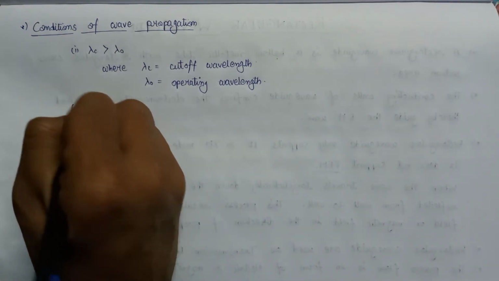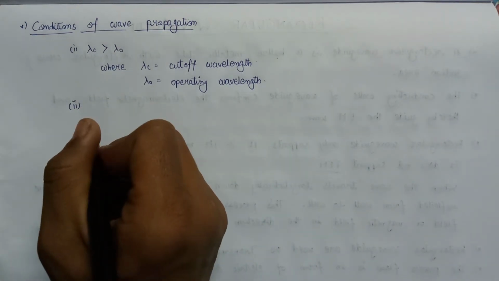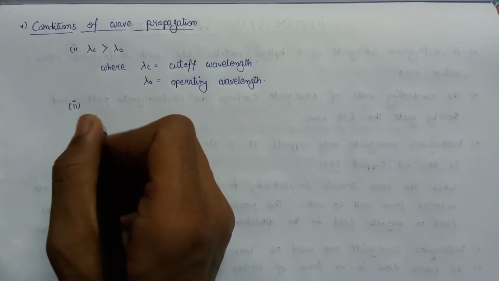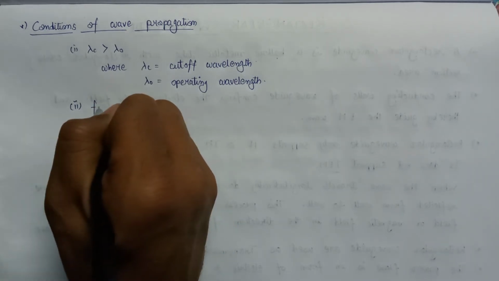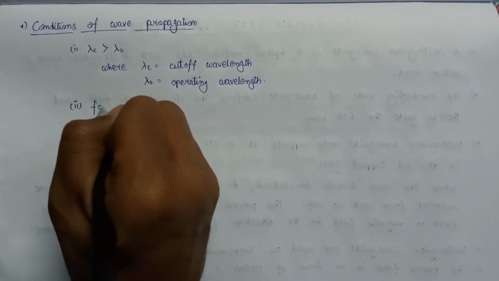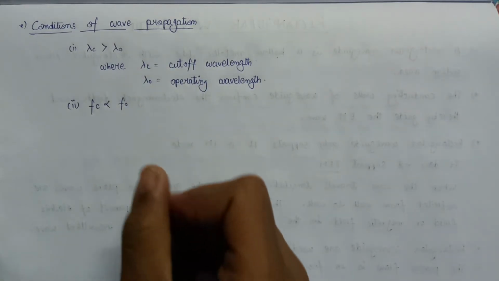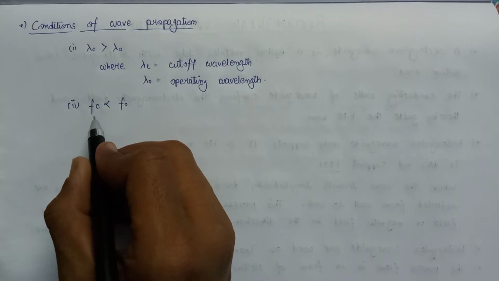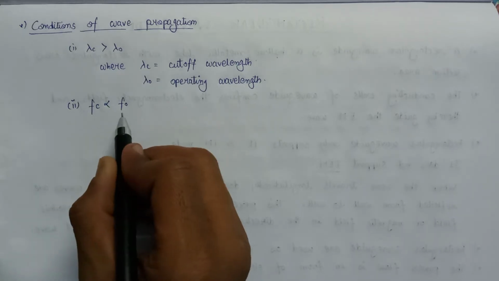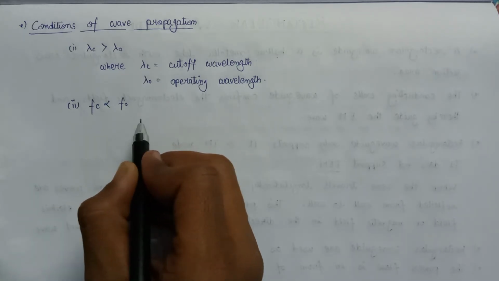Moving on to the second condition for wave propagation in terms of frequency. For wave propagation, the cutoff frequency should always be less than the operating frequency. So Fc denotes the cutoff frequency and F0 denotes the operating frequency.